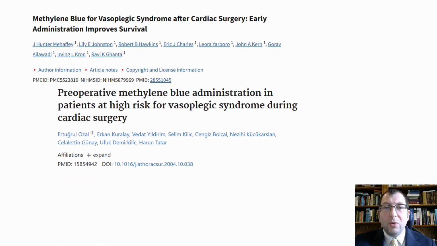In the study by Ozel, methylene blue 2 milligrams per kilo or control were administered to 100 patients at high risk for vasoplegic syndrome. This was done in the ICU 1 hour prior to surgery. The treated group had 0% incidence of vasoplegia, versus 26% for the control group.